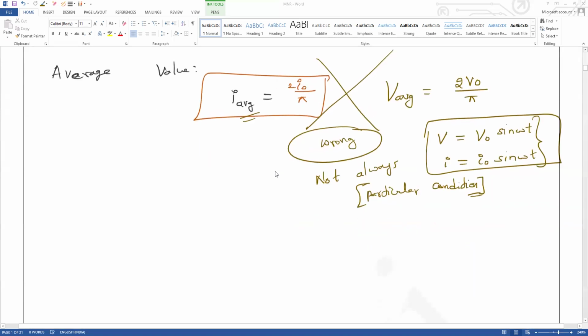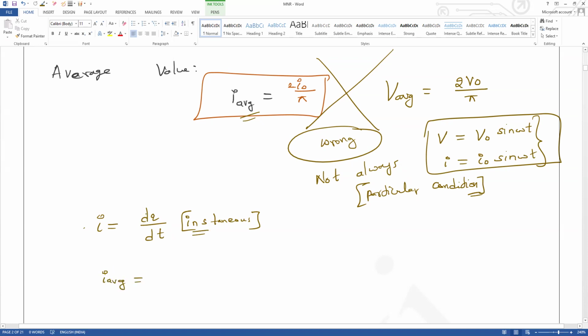So that is not the true formula in general. Now, we all know that I equals dq by dt. Differentiation means it is the instantaneous value. Instant, yes or no? So if I take the average or total, what is I average? Some total I have to make: dq plus dq plus dq plus dq. Fully I have done.